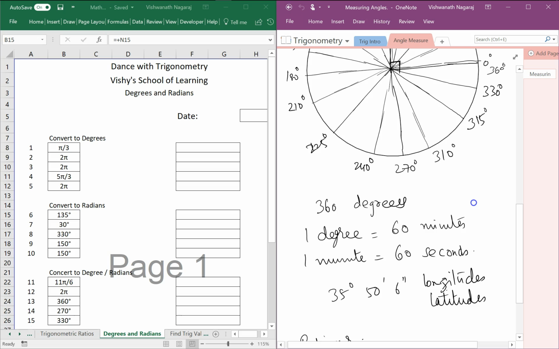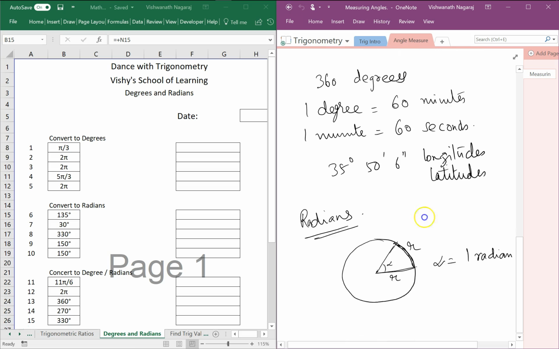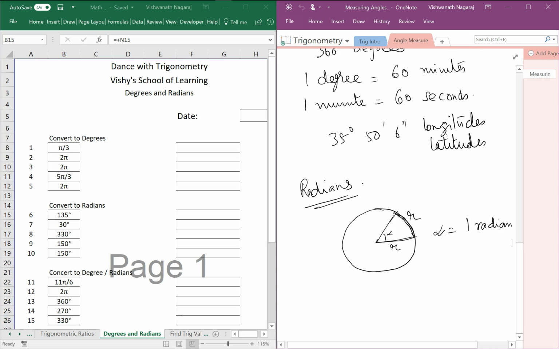10 kilometer, 10 liter, 100 liter, multiples of 10. So why not 100 degrees? Actually, there is one, called gradient, which is not very commonly used. Commonly used are degrees and radians.